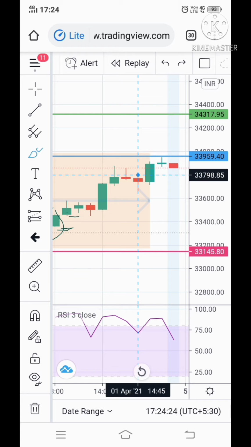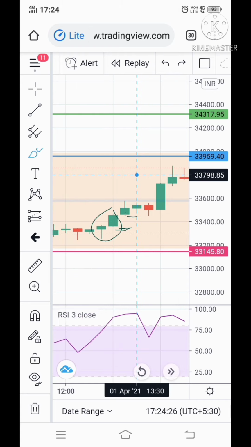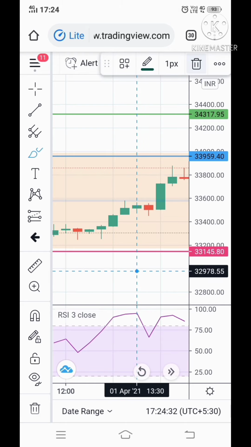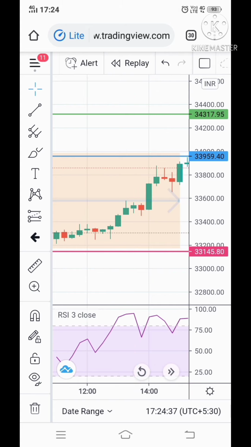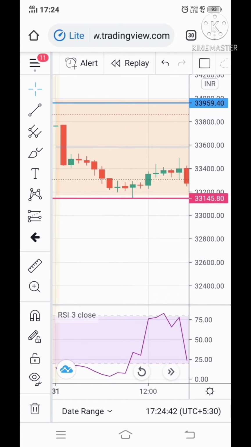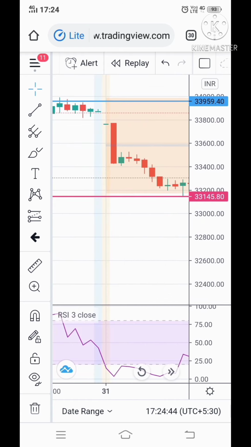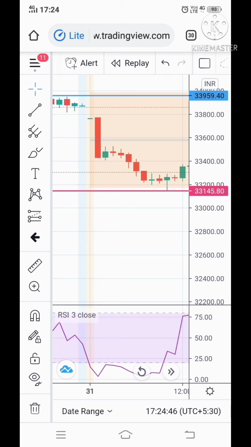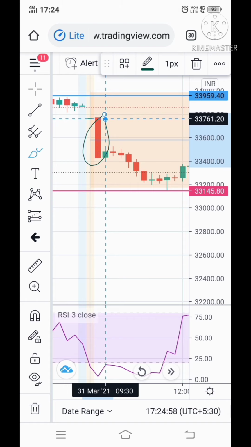On the contrary, if the signals are bearish, then what will we do? I'll show you. For example, friends, in the same chart, let me find it first. Yes, I have it. Tell me one thing. Can we take a trade here? RSI is going below 25. Can we take a trade here? No, we cannot.